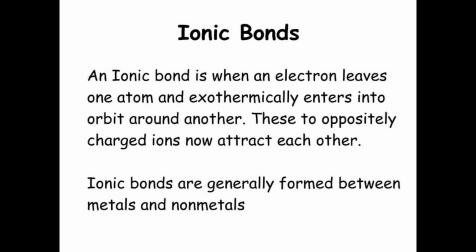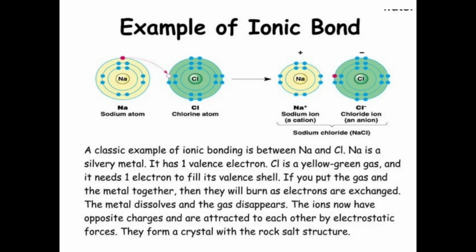Metals donate electrons and form cations. Non-metals gain electrons and form anions. Now here is one example of an ionic bond between sodium and chlorine. All of you know that the atomic number of sodium is 11. It has an electronic configuration of 2, 8, 1. It is clearly visible in this slide. Sodium has 1 electron in its valence shell, which is shown by a red dot.